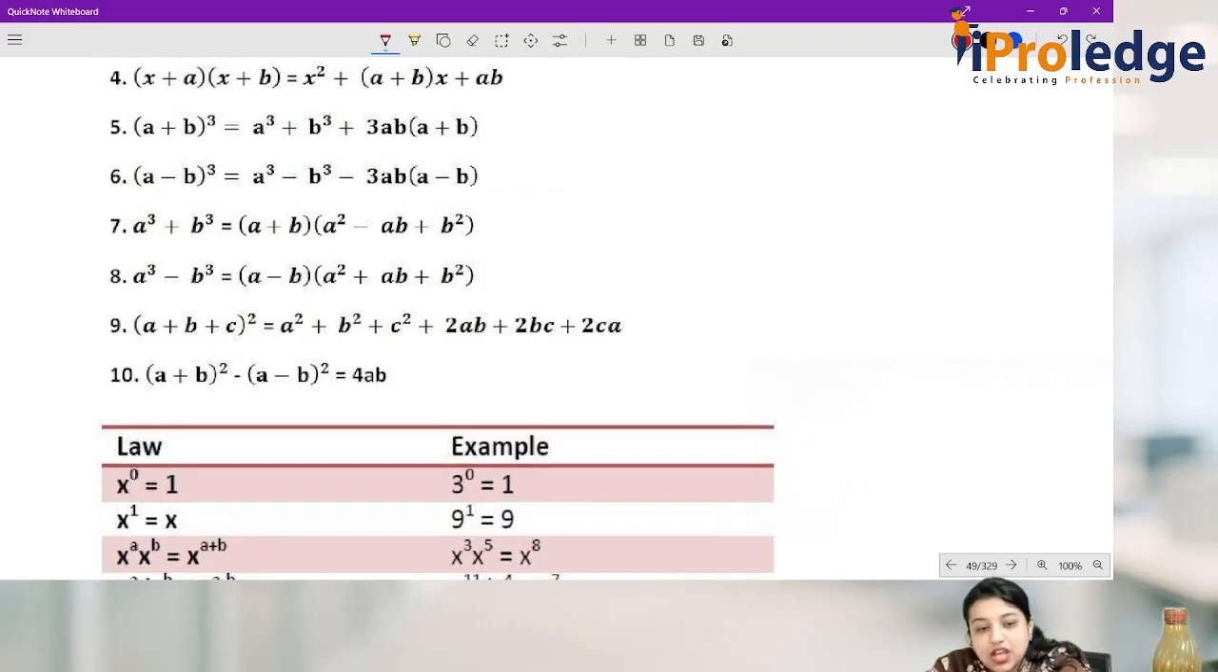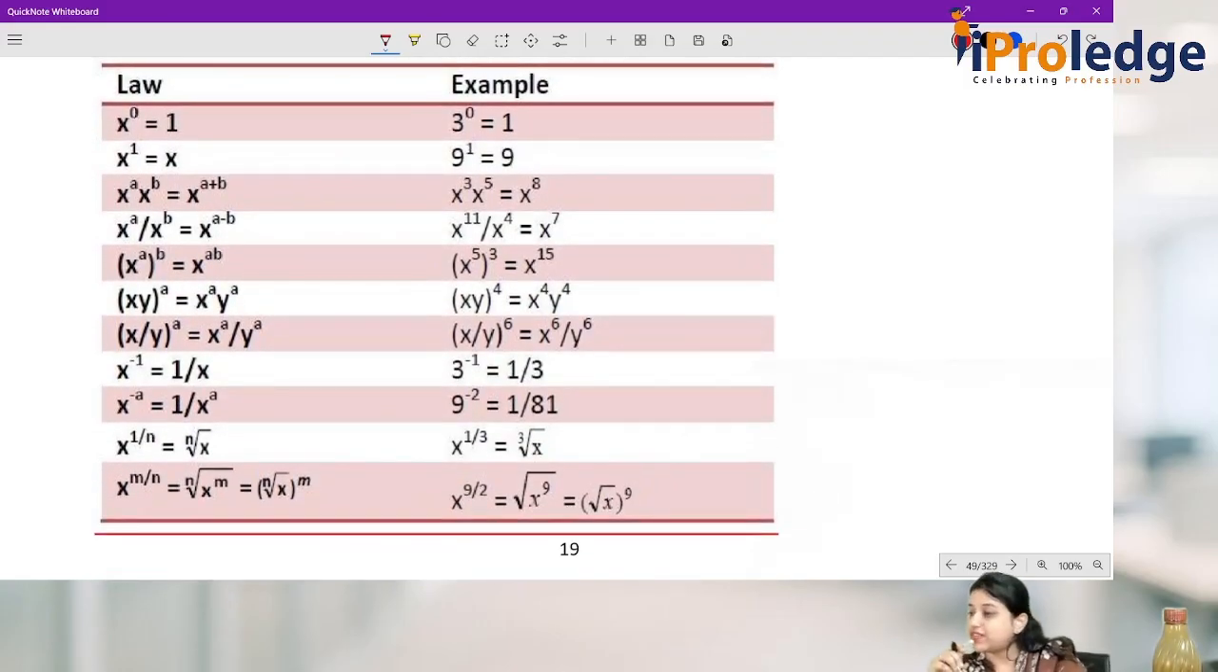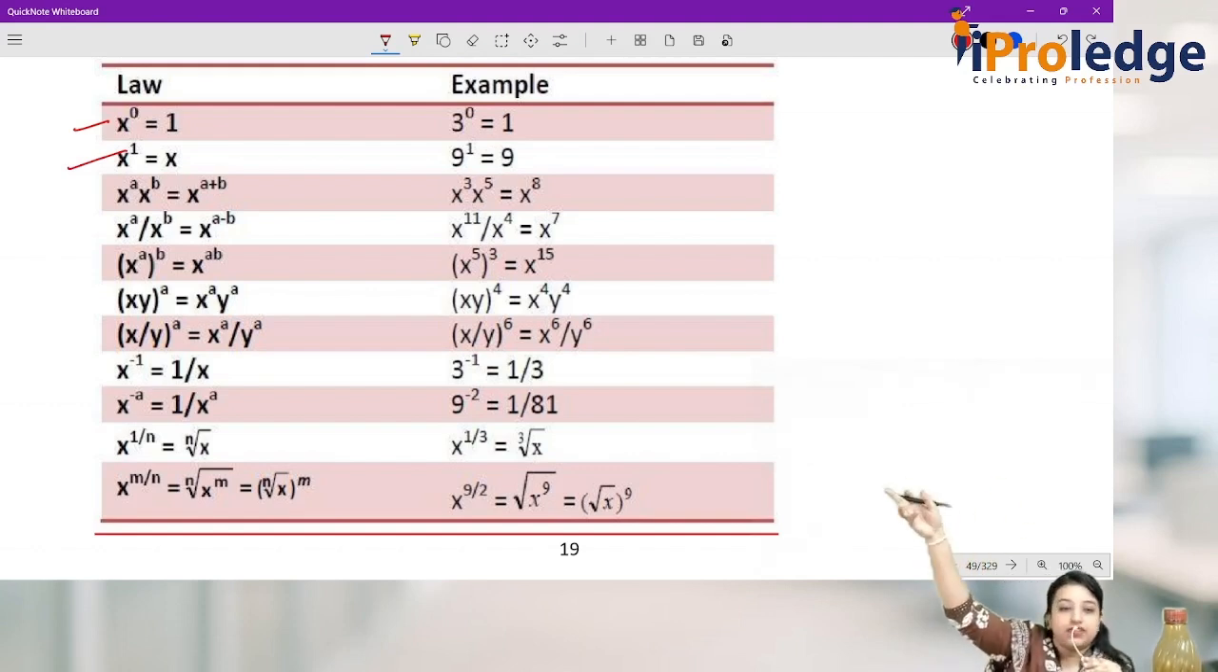According to law of indices, anything to the power of 0 will be equal to 1. Anything to the power 1 will be equal to the same number. So in law of indices again, we are dealing with the powers and the bases. When we have more than one power, what should we do?